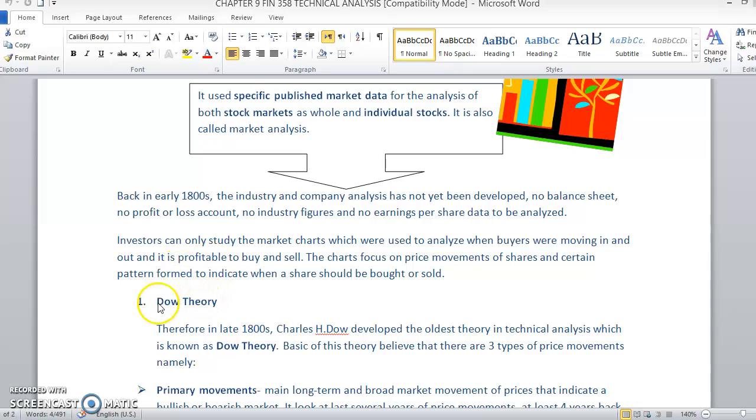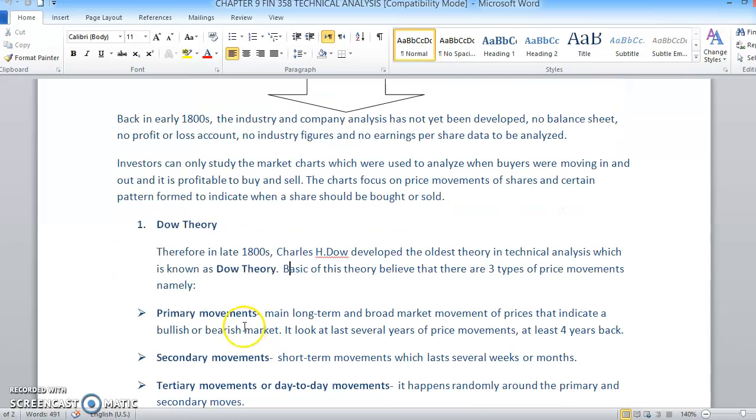Okay, the first is the Dow Theory, right? Dow Theory. I know you must be familiar with the word Dow. Yes, Dow Jones, right? In the US. So this is a theory that was developed by Charles H. Dow. In the late 1800s, Charles H. Dow developed the oldest theory in technical analysis, which is known as the Dow Theory. The basis of this theory is the belief that there are three types of price movement.